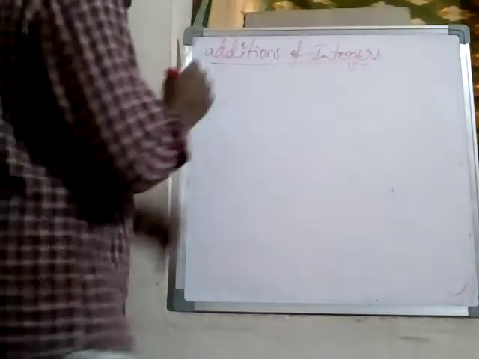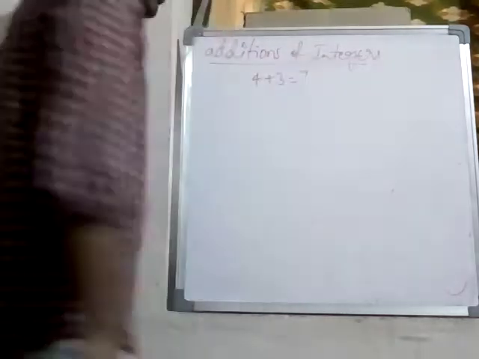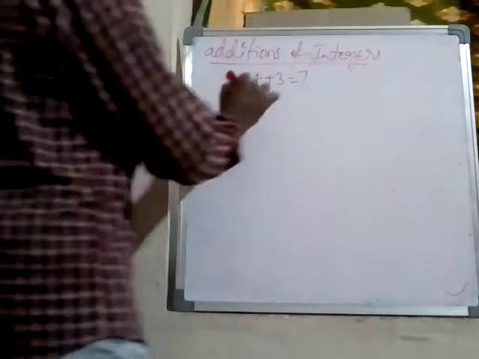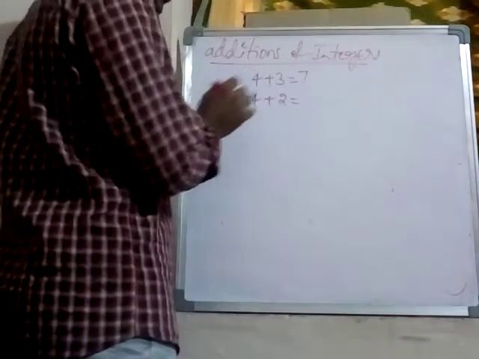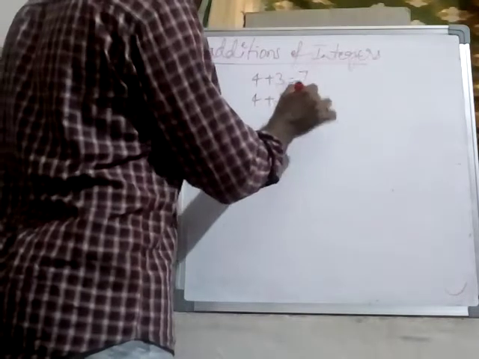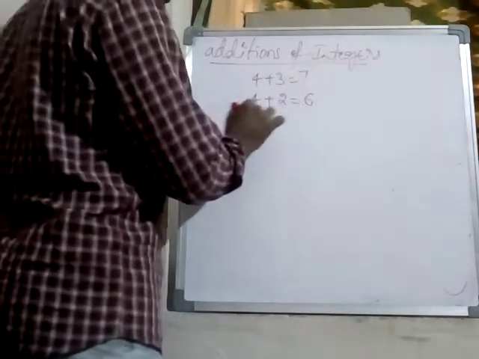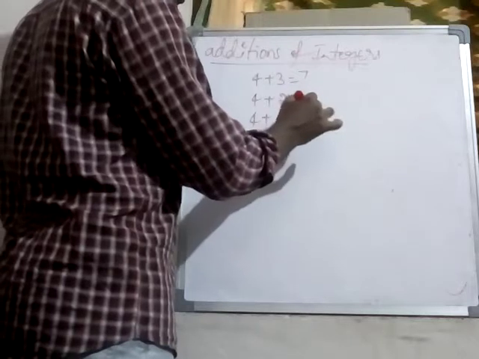Now observe here. 4 plus 3, how much? 7. Observe this pattern. 4 plus 3 is 7. 4 plus 2: this 4 is fixed, the 3 here decreases by 1. What is the answer? 6. Here also the result decreases by 1. 4 plus 1, here the 2 decreases by 1, and the result also decreases by 1.